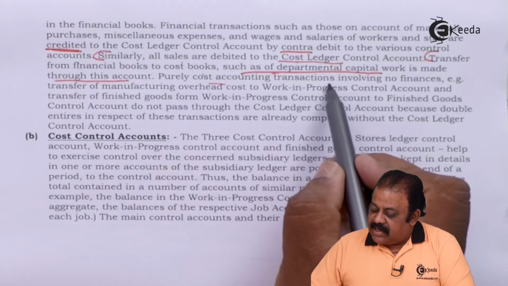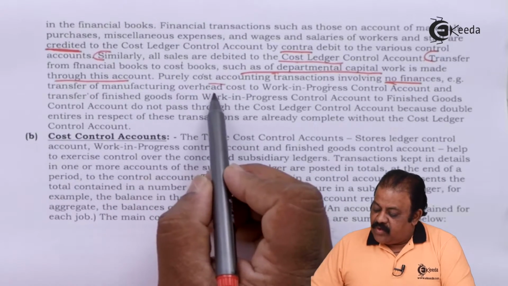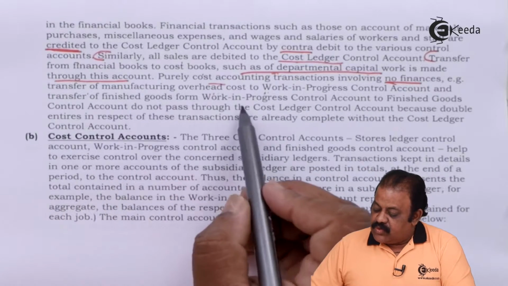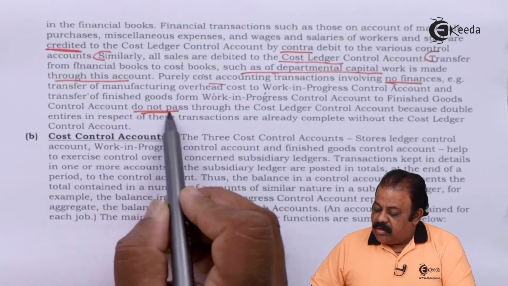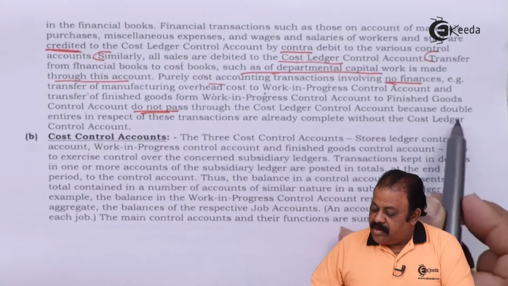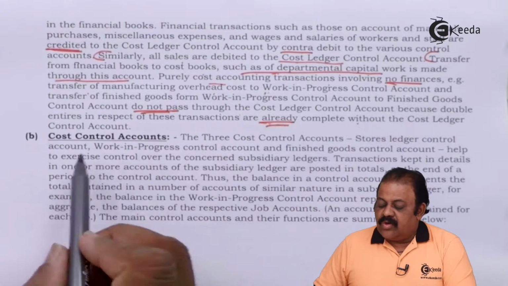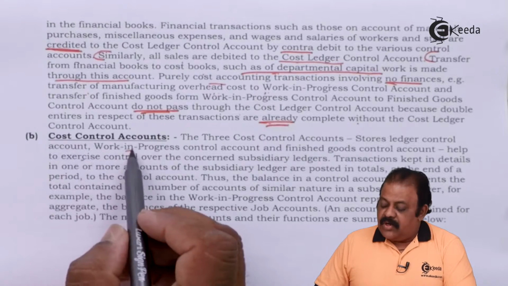Purely cost accounting transactions involving no finances, for example, transfer of manufacturing overheads cost to work in progress control account and transfer of finished goods from work in progress control account to finished goods control account, do not pass through the cost ledger control account because double entry in respect of these transactions has already been completed without the cost ledger control account.